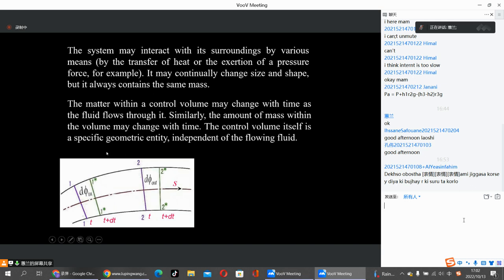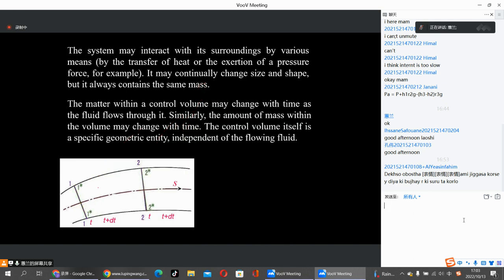In contrast, for a control volume, just like here, at time moment t, its boundary is 1122. For this region, we just define this as a control volume. So at time t, inside this control volume 1122, there will be some particles, for example particles A, B, C, D, E, F, just thousands of blood particles there.